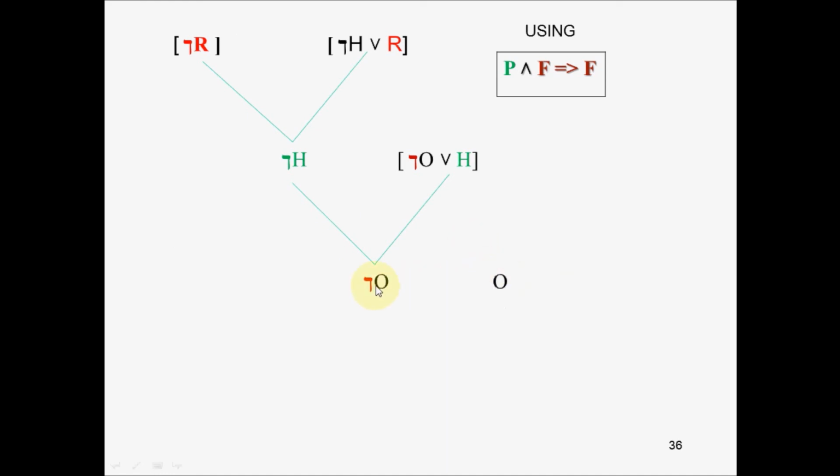and not O can be cancelled out together. So that means not O and O is what? False. And false is also represented with F or E. So E means empty clause or contradiction.